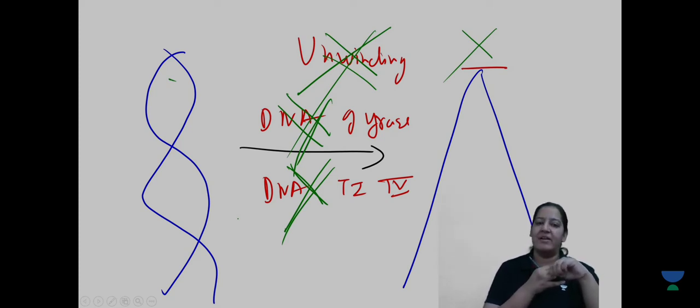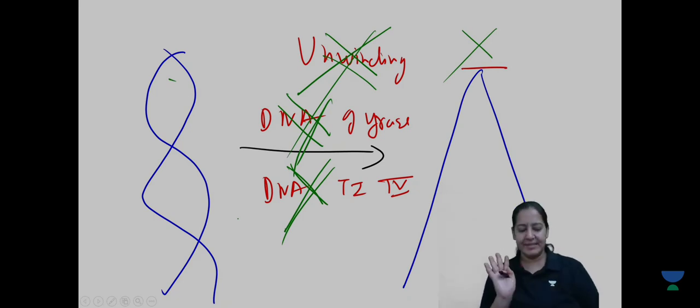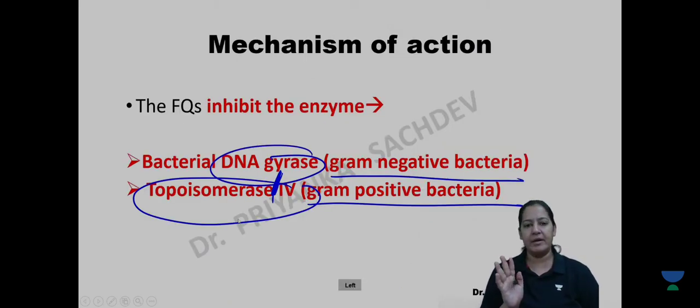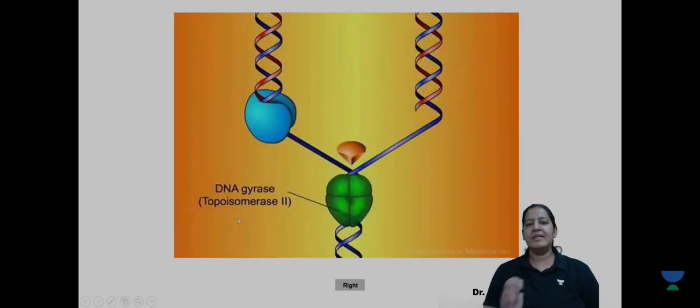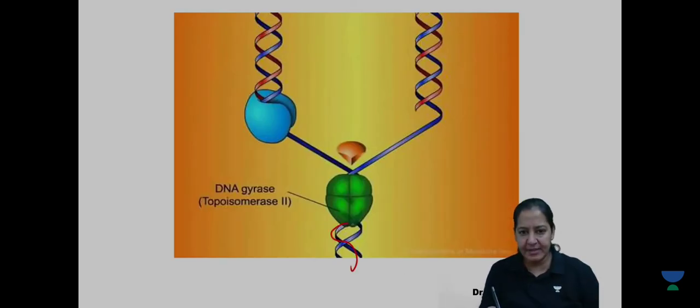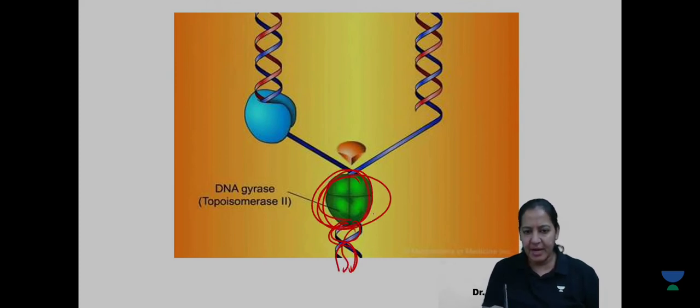This is how unwinding works. So the unwinding step is this, and two enzymes are required. You know the names of the two enzymes. Can you see this diagram? This is double-stranded DNA. Here I am drawing. If you want to replicate it, this is the enzyme coming. The name of the enzyme is either DNA gyrase or topoisomerase 4, depending on gram positive or gram negative.